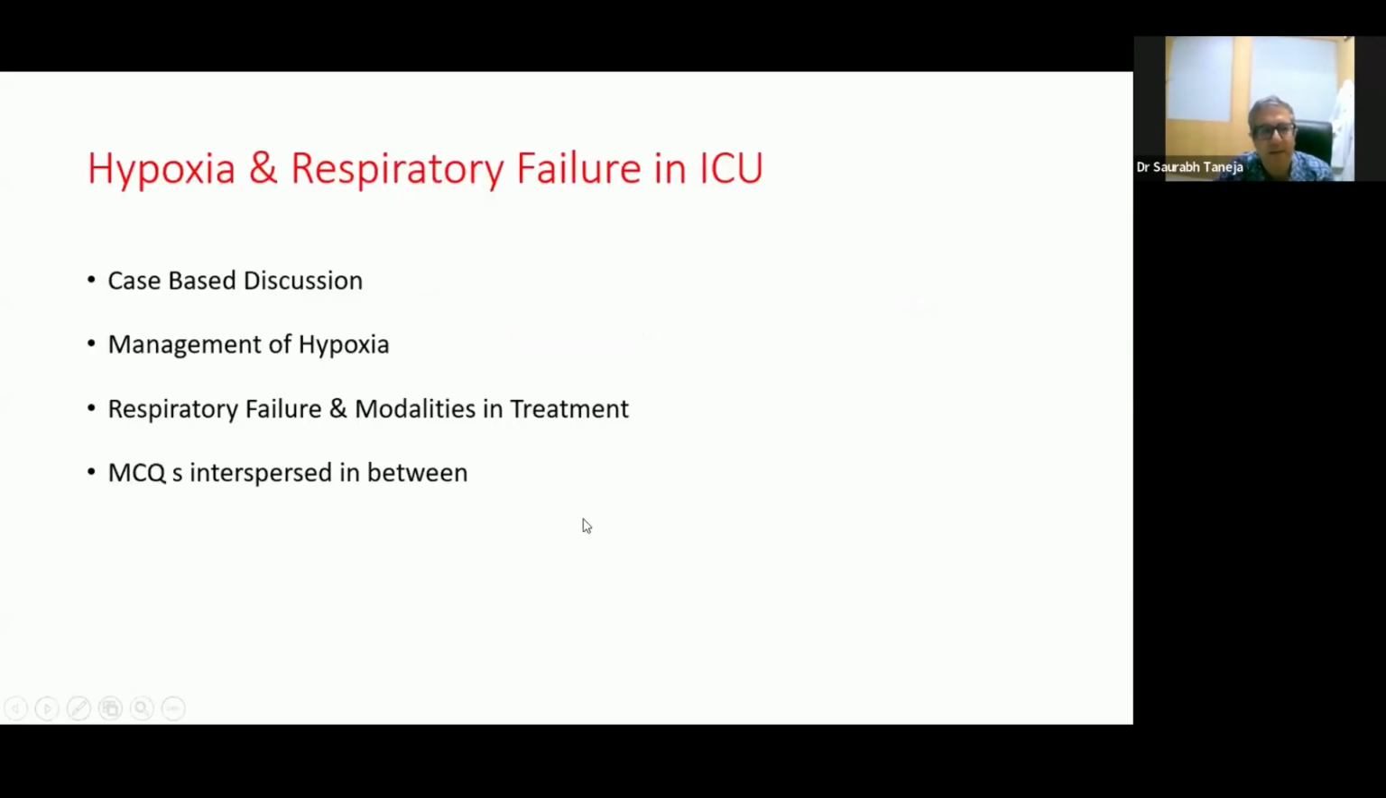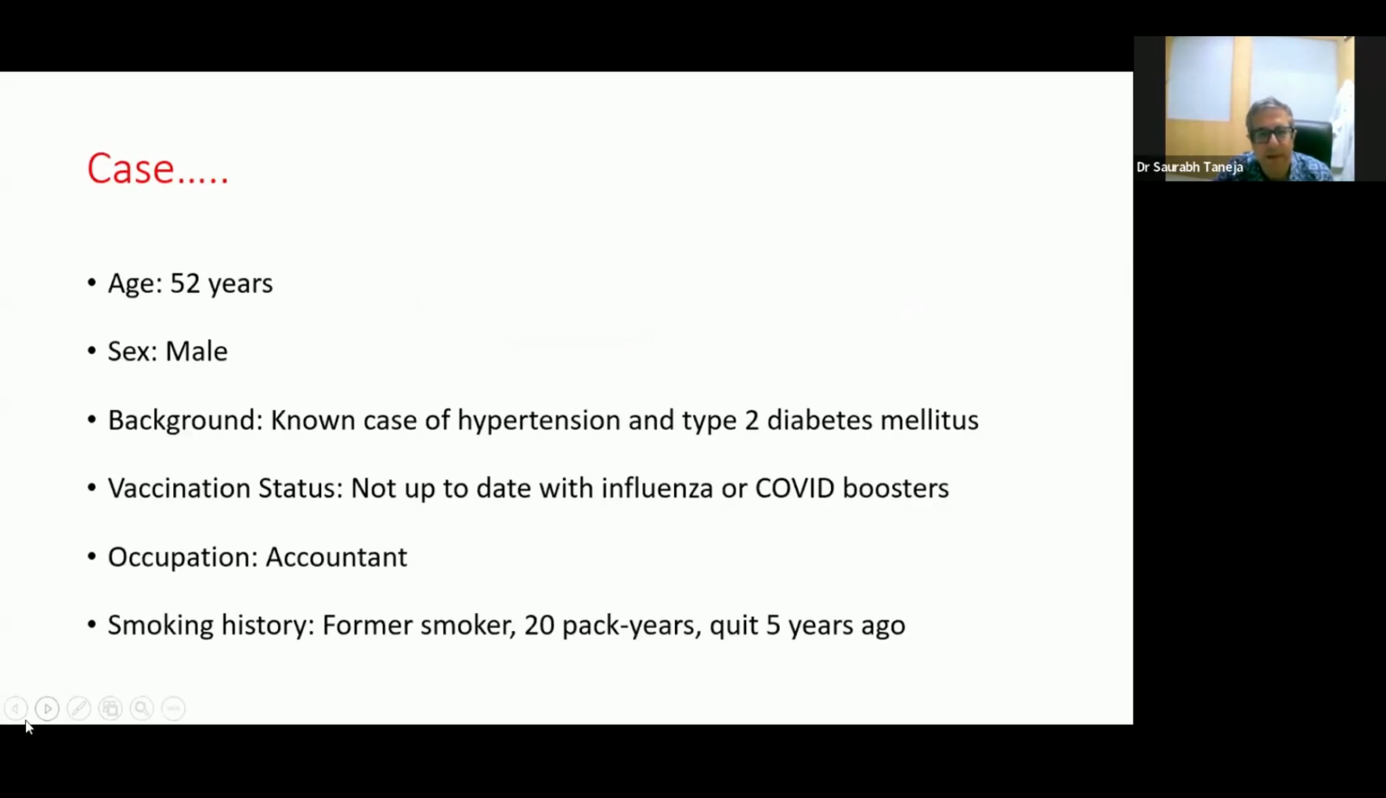So we'll see a case-based discussion. We'll talk about management of hypoxia. We'll talk about what is respiratory failure, what are the modalities in the treatment of respiratory failure nowadays, and we'll have a few MCQs to keep you attentive in between. So we start with the case.